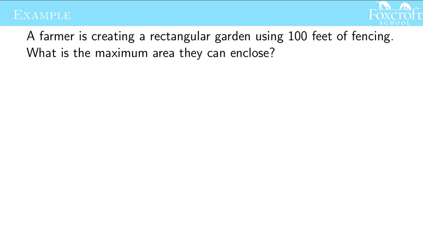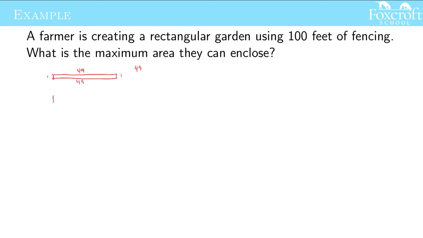All right, so a farmer's creating a rectangular garden using 100 feet of fencing. What is the maximum area they can enclose? First of all, let's explain the situation. They have 100 feet of fencing, so they could do a 1 foot wide rectangle, which would make the long part 49 feet. Because then they have to do a 49 on this side and a 1 on that side. So that'd be 100 feet of fencing, and the area of that rectangle is 49 times 1 is 49.